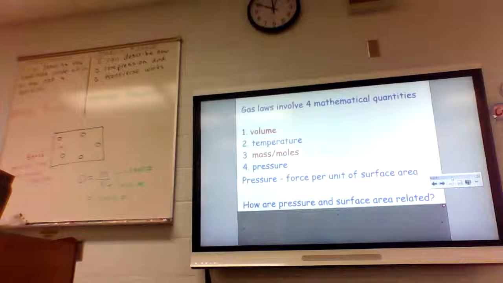How are pressure and surface area related to each other? Well, you have more pressure and more area, right? Okay. Now, this one's an easy one to remember. Stand up after you write it down, and I'll show you how to remember. Everybody, you can stand up.